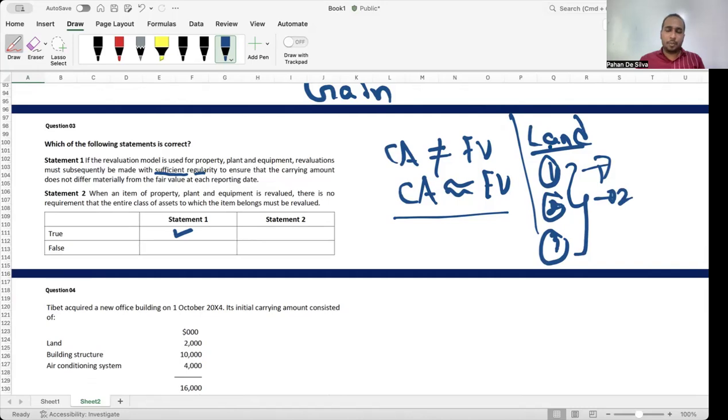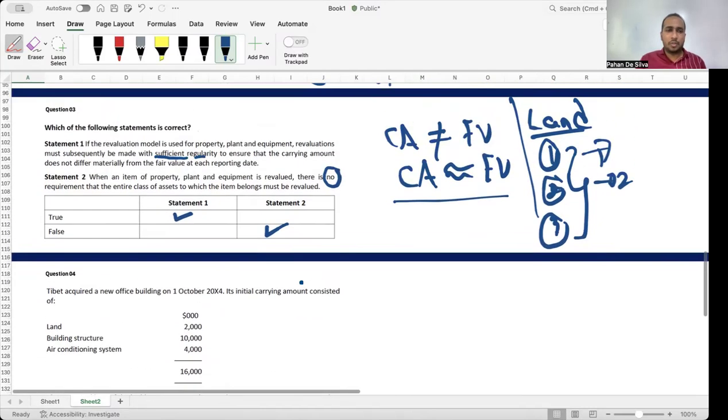If you adopt revaluation model for a particular asset class, there is a requirement that entire class of asset to which the item belongs must be revalued. Therefore, this statement is factually incorrect because of this term, no. There is no requirement, it is wrong. There is a requirement that entire class of asset to which the item belongs must be revalued. Therefore, statement number two is false. So this is the answer. We have discussed this fact, I think, in our sessions, right? So I think we are good to move to the next one.